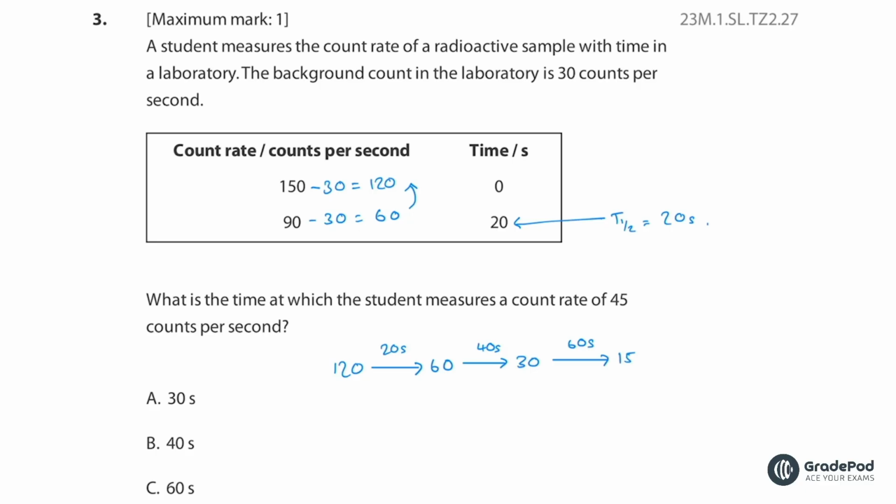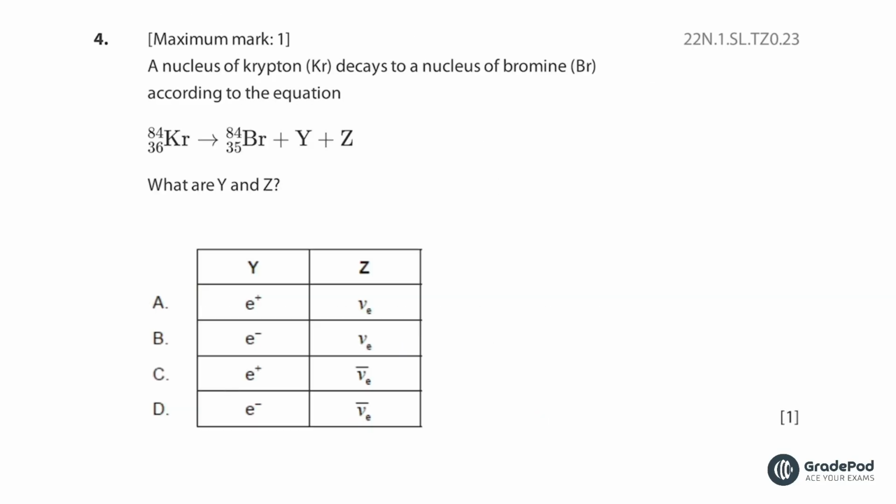For each of those readings, we've actually taken the background count out, so what they're actually going to be is 150, 90, 60, and 45. Our answer's here. This is the answer on what the count rate will be to get us to 45, and that takes us 60 seconds, so the answer is C.